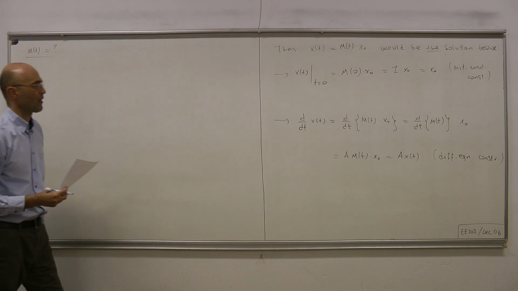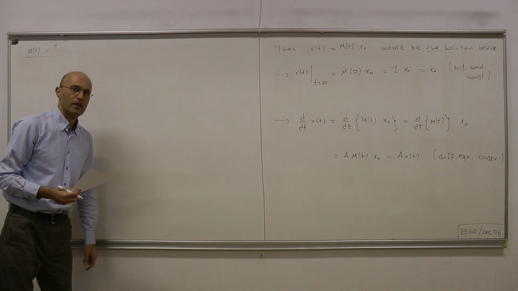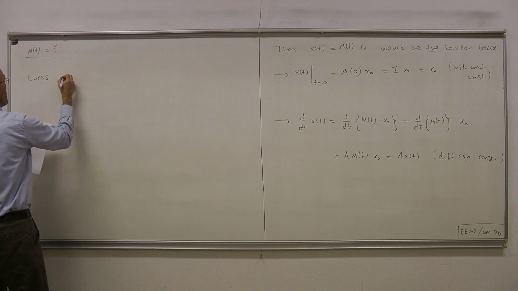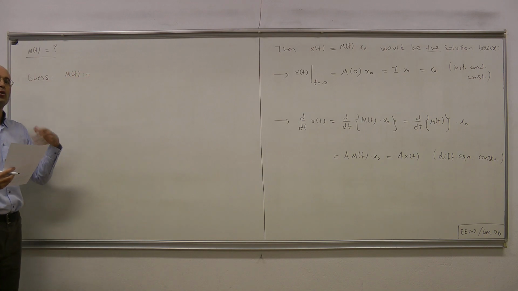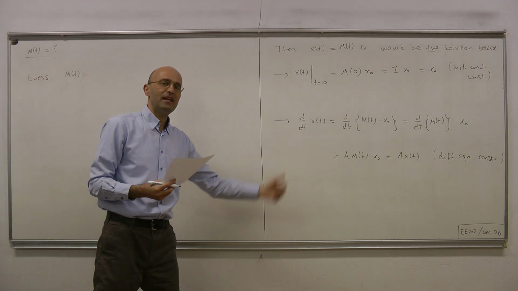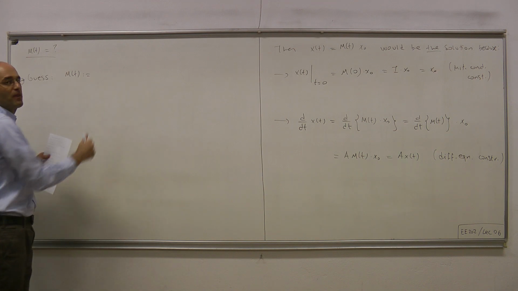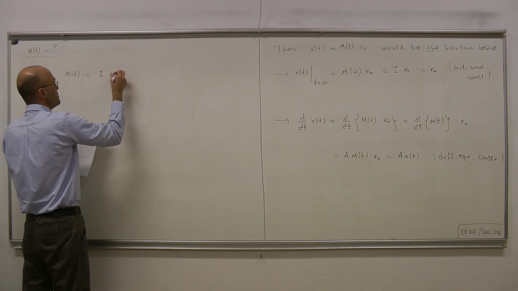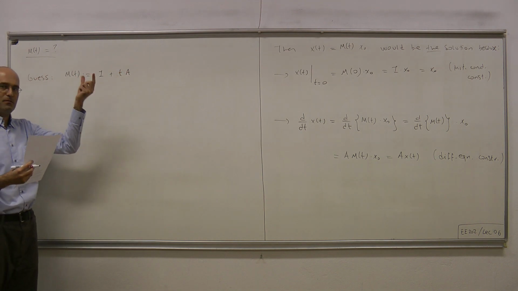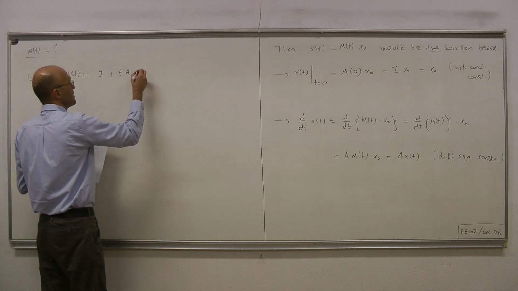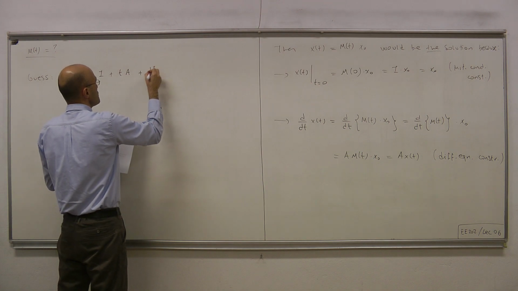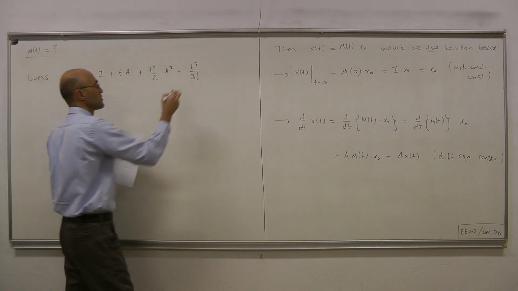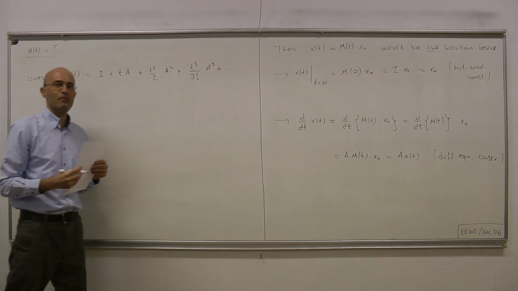Now, here's a guess on M(t), which would result in satisfying those two conditions. Suppose that we construct this matrix by adding infinitely many terms in a summation. The first term is the identity matrix of size n by n. The next term is t times A, where A is our system matrix, the matrix that appears in our state equation. Then the next term is t squared over 2 times A squared. The next term is t cubed over 6 times A cubed, and we now see what the pattern is.